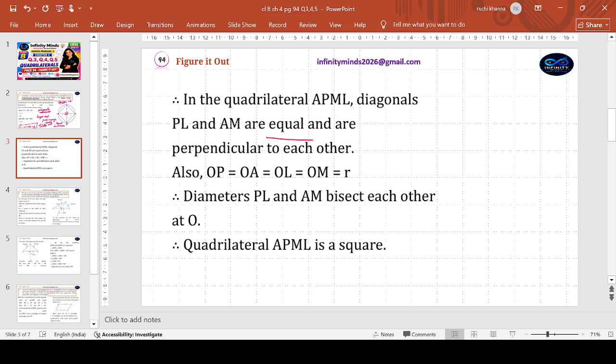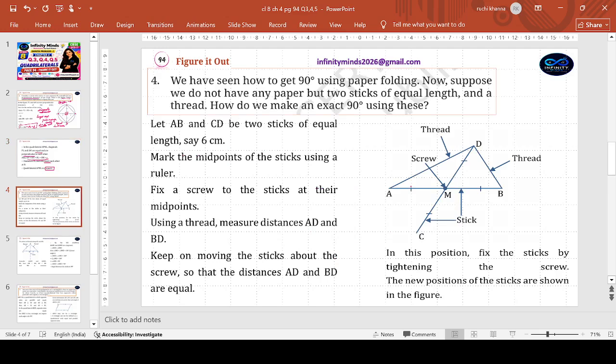So we proved them to be equal. They are perpendicular and each of the parts is equal to the radius. That is, they bisect. So all these qualify to be a square after all. When diagonals are equal, they bisect each other and are perpendicular, so it's a square. Clear? Going to question number 4.